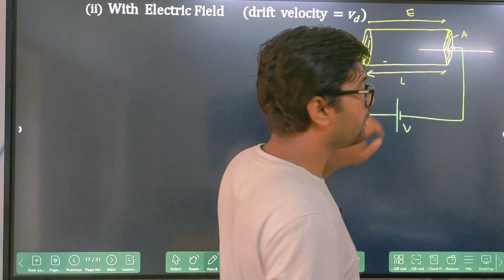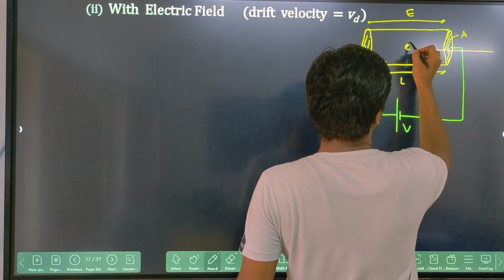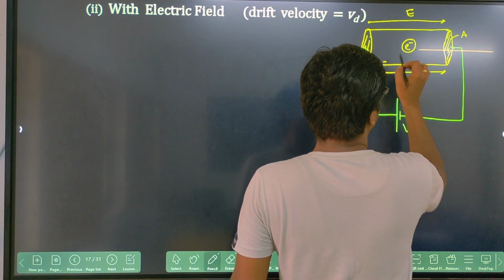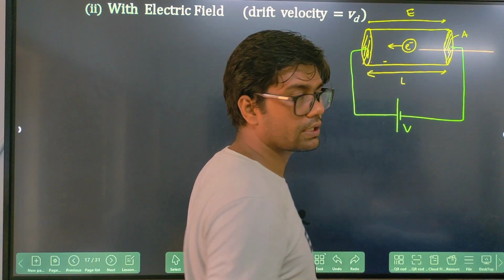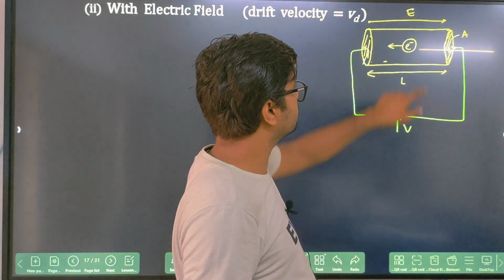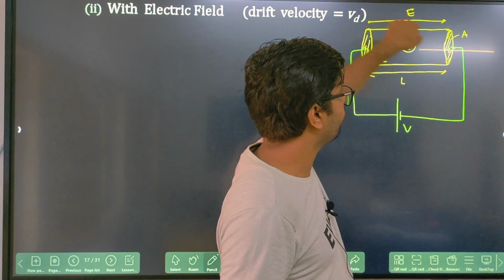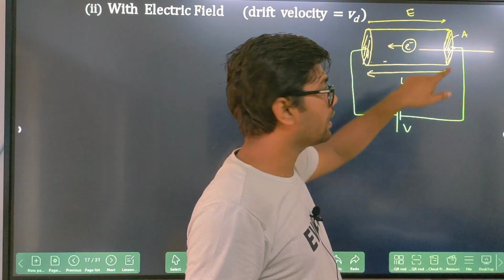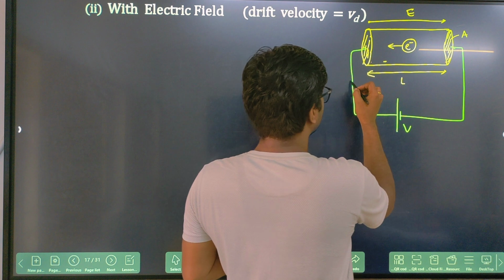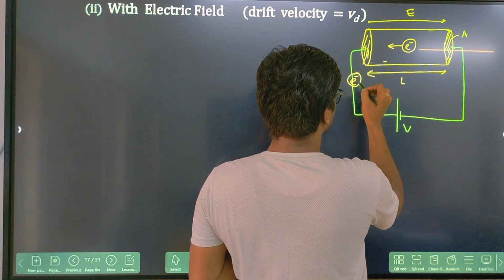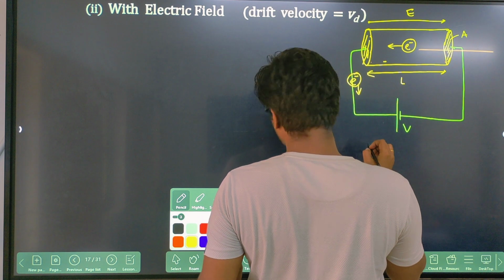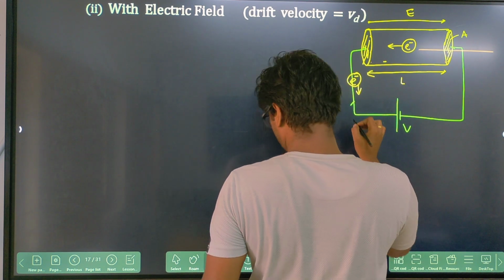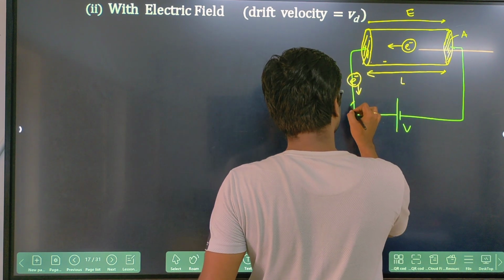Now whatever free electrons are in the conductor, there will be a force on the electron along this direction, right? And they will be moving like this in the circuit. If the electrons are moving along this direction, you know that the current direction will be opposite. This will be your current direction.